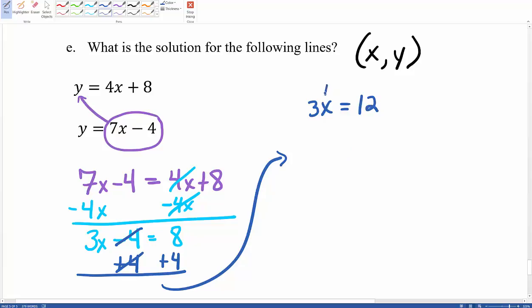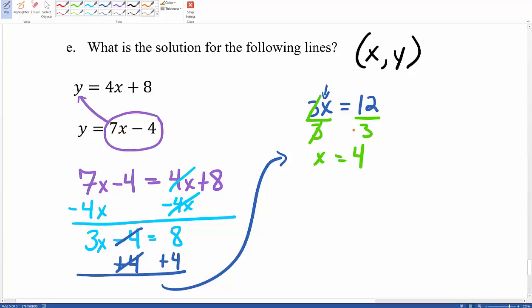Getting x by itself, we notice that we have 3 times x because it's stuck and glued to x. So what we would have to do to get rid of that 3 is divide both sides by 3. Over here they cancel, leaving us with just x equals 12 divided by 3, which gives us 4. So our x value comes out to be 4.